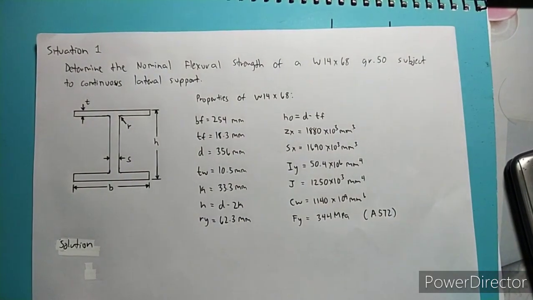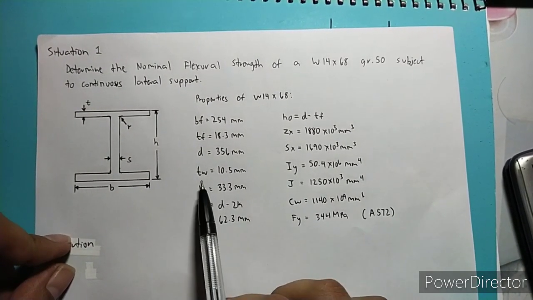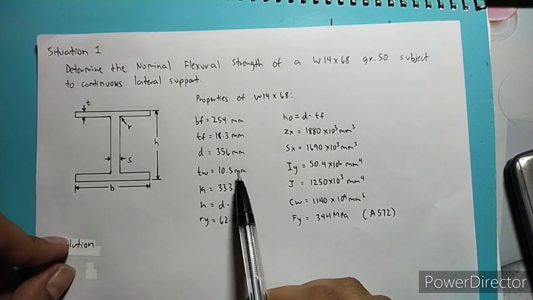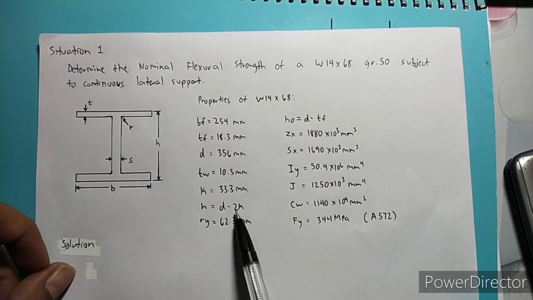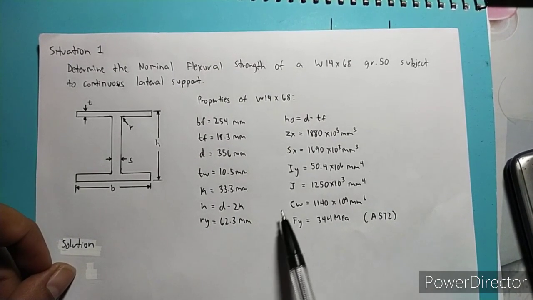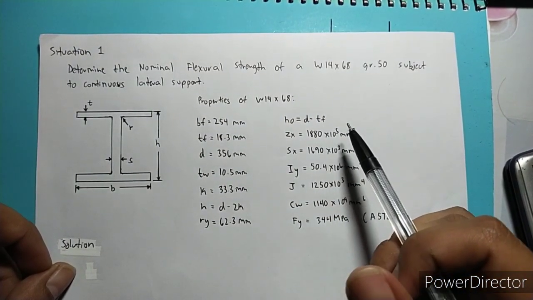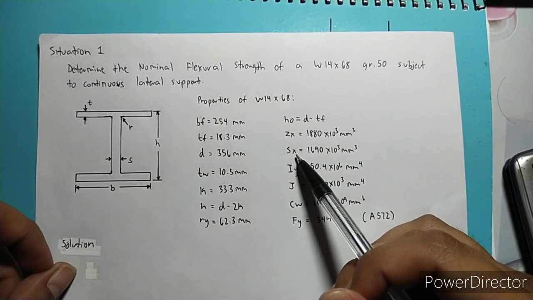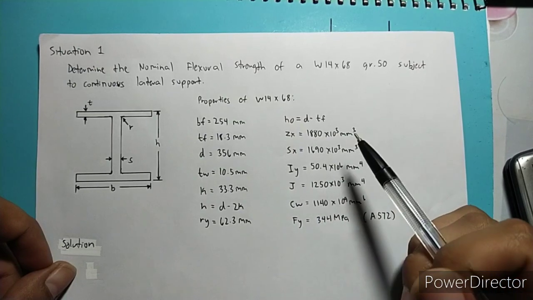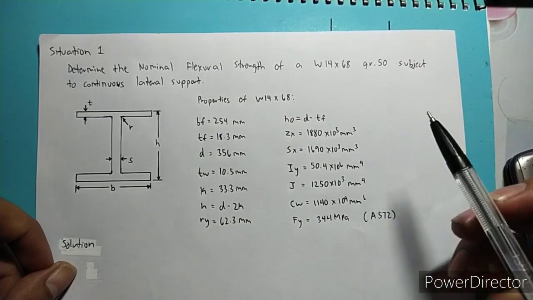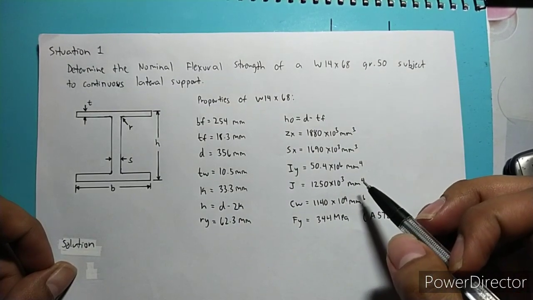BF is equal to 254 mm, the TF is 18.3 mm, D is 356 mm, the thickness of web equals 10.5 mm, the K is equal to 33.3 mm, the H equals D minus 2K, which is 62.3 mm, H sub O equals D minus TF, ZX is equal to 1880 times 10 raised to 3 mm cubed, SX is 1690 times 10 raised to 3 mm cubed, IY is equal to 50.4 times 10 raised to 6 mm to the fourth, J is 1250 times 10 raised to 3 mm to the fourth.